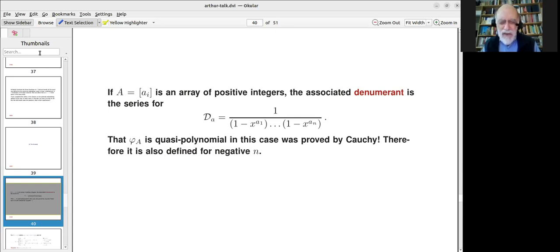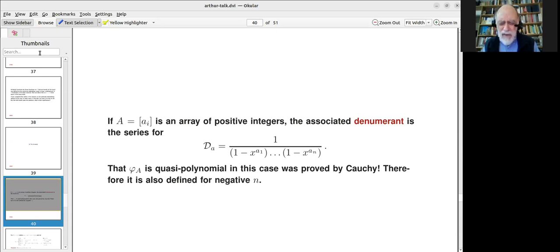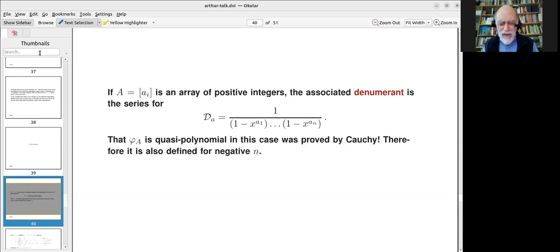The theory that's due to Sylvester and Cauchy and Cayley is something called the theory of denumerants. So if I take an array of positive integers, the associated denumerant is a series that you derive from a very simple expression, 1 minus x to the a, for a equal to the various a's. And the theorem due to Cauchy is that, in fact, this is a quasi-polynomial. That is to say, it's periodic. It's a polynomial function on various congruence classes. It's an amazing fact, and it's still a useful fact. There's a recent large literature on denumerants and related quasi-polynomial functions, and they're probably relevant to the theory that we're proposing here.